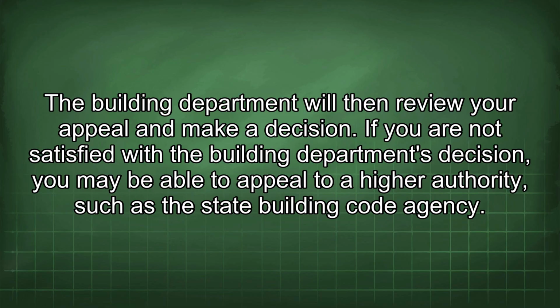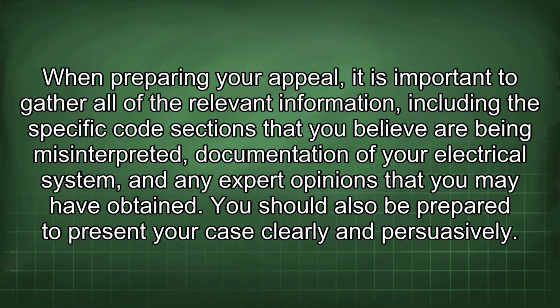If you are not satisfied with the building department's decision, you may be able to appeal to a higher authority such as the State Building Code Agency. When preparing your appeal, it is important to gather all of the relevant information, including the specific code sections that you believe are being misinterpreted, documentation of your electrical system, and any expert opinions that you may have obtained. You should also be prepared to present your case clearly and persuasively.